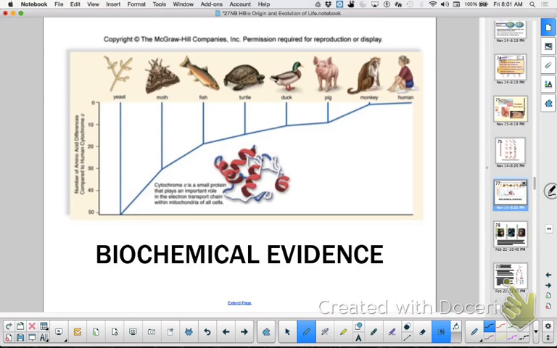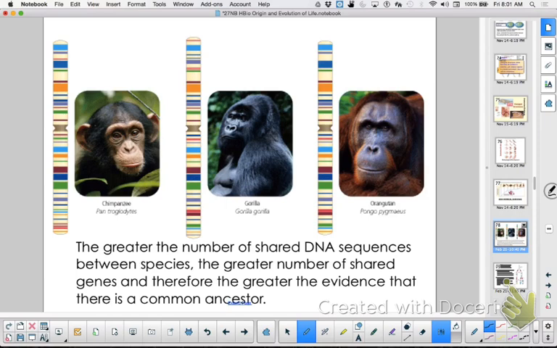And the idea is, the more similar the sequence of bases, or the more similar the sequence of amino acids in our proteins, the more what? Closely related, okay? Here you're looking at shared DNA sequences between chimpanzees and gorillas and orangutans, and where you can see differences indicate mutations. And those mutations could have led to adaptations. So that's another thing that you can compare, is the number of differences.